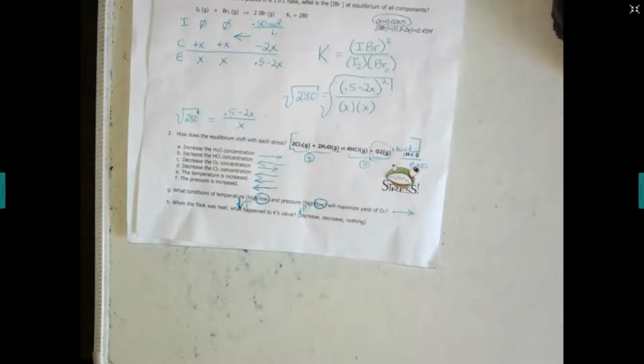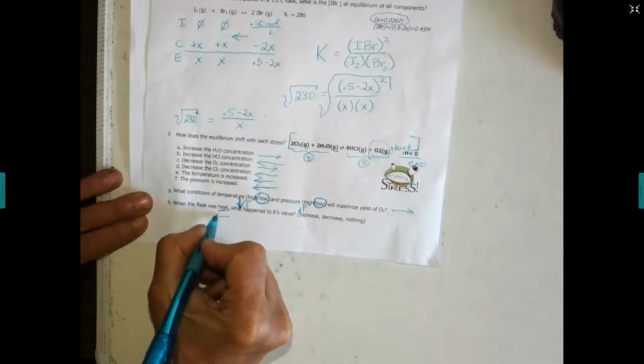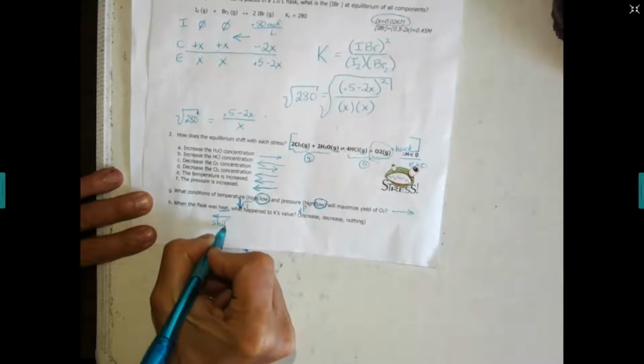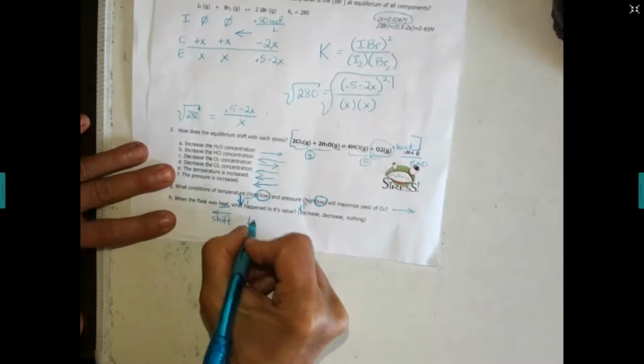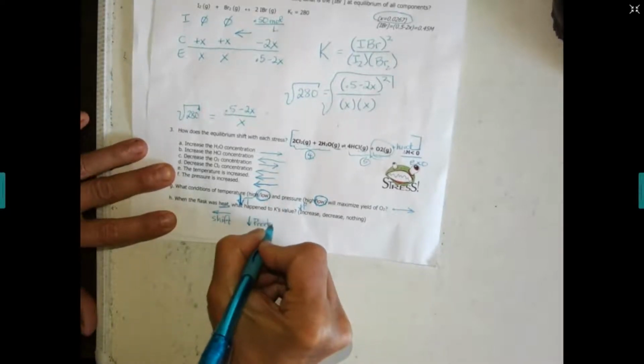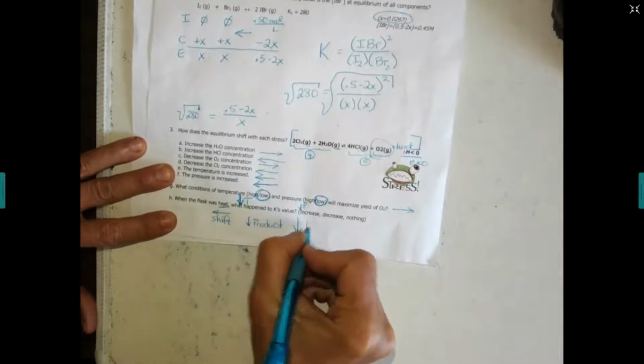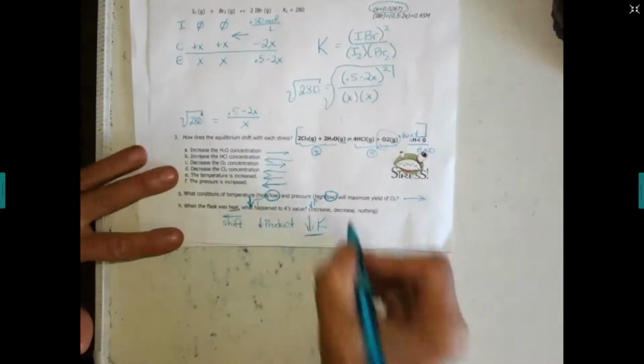So when we added heat, it shifted reverse. So that will decrease the product, which will decrease K. So K will decrease.